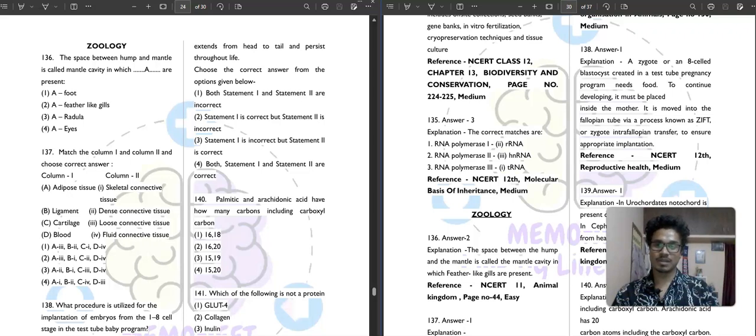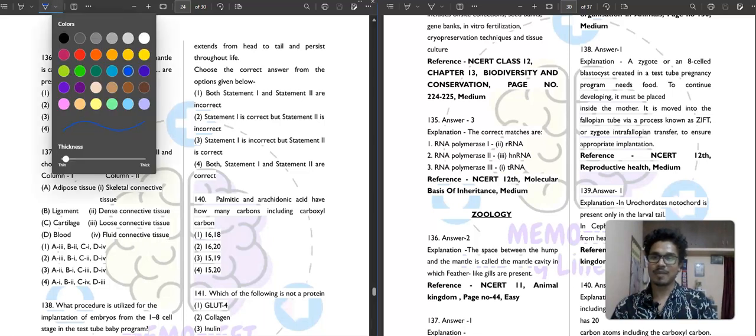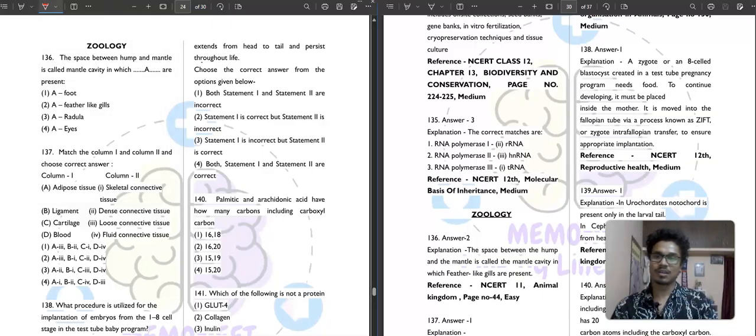So today we will discuss the FLT 11 Zoology section, starting with question number 136. It is saying that the space between hump and mantle is called mantle cavity, in which A are present: root, foot, feather-like gills, radula or eyes. The space between hump and mantle is called mantle cavity, in which feather-like gills are present. So the second option is correct. Radula is the rasping organ.